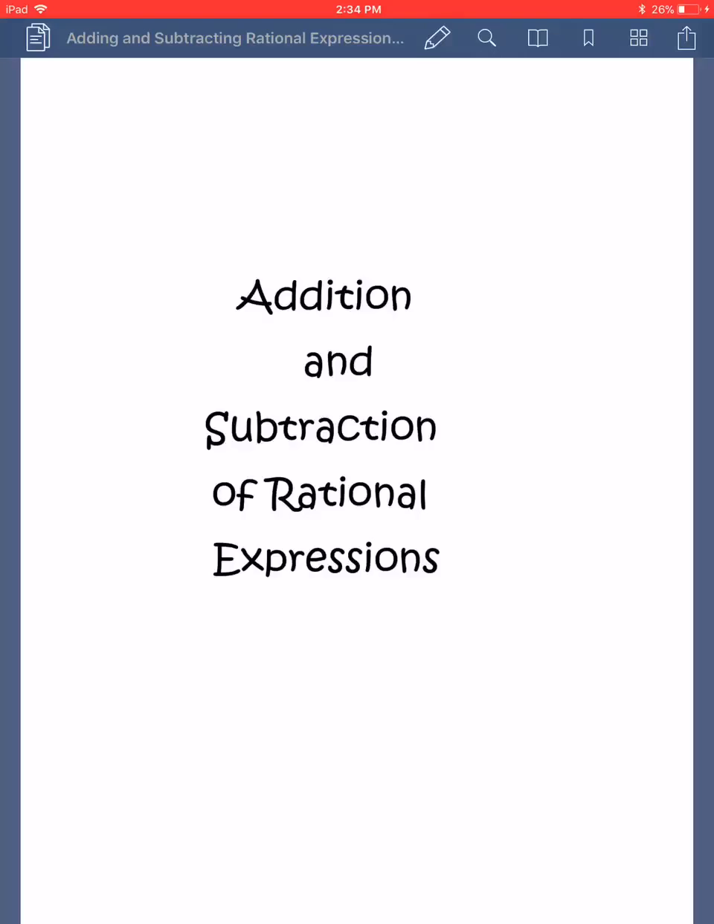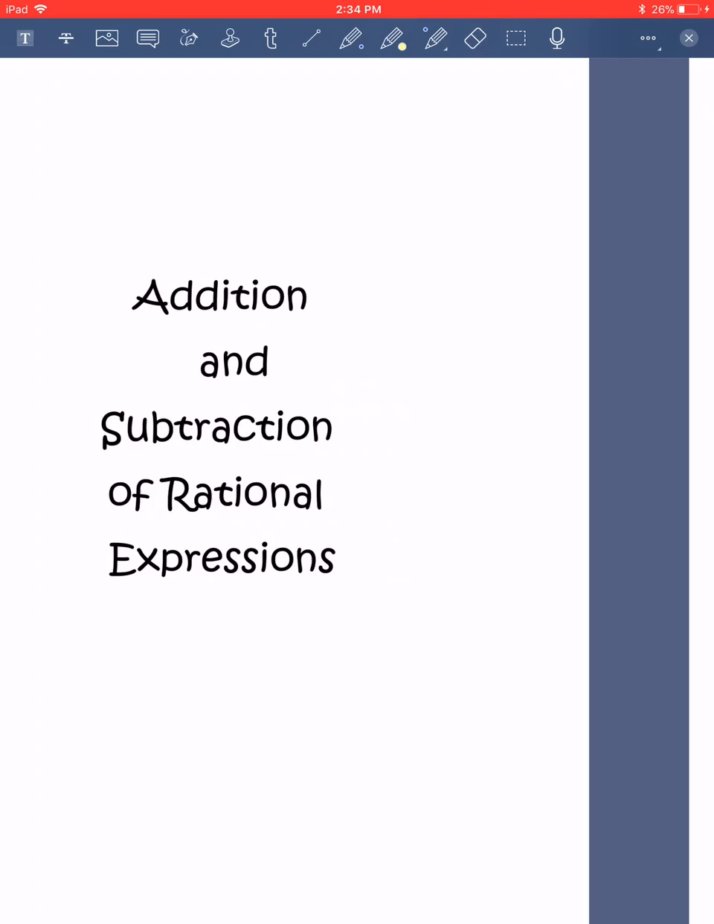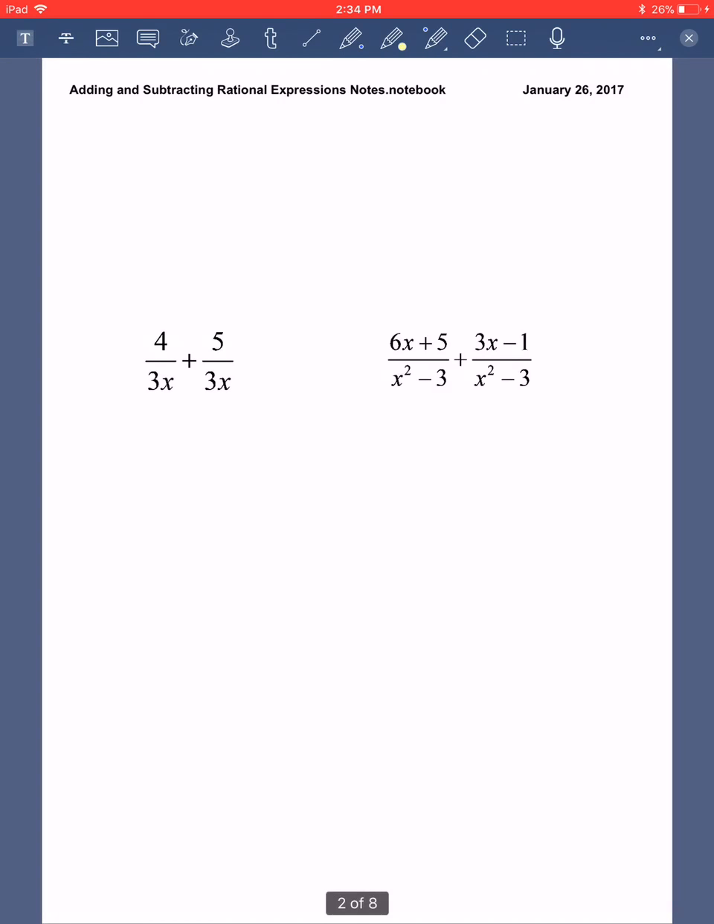Okay, so this video is focusing on adding and subtracting rational expressions. And when you add and subtract rationals, you have to think about normal fractions. So when we add and subtract rationals, we have to have a common denominator. So here I have 4 over 3x plus 5 over 3x. I have a common denominator. My common denominator is 3x.